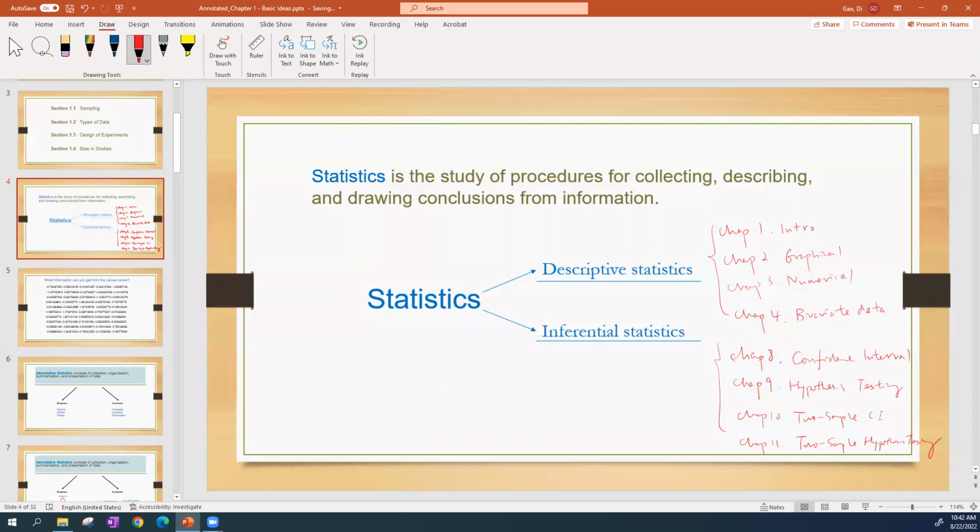And in between, what connects the descriptive statistics and inferential statistics? In between, we have the math stats. That's chapters 5, 6, and 7. Chapter 5, probability; 6, discrete distribution; 7, continuous distribution. Okay, so that's the structure for the whole course.